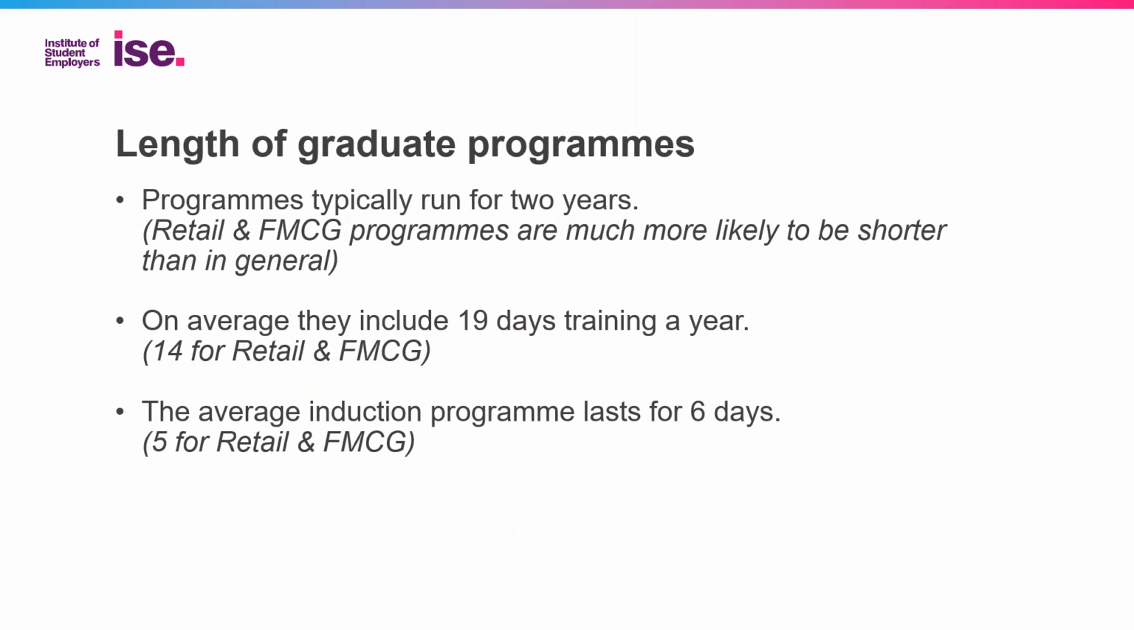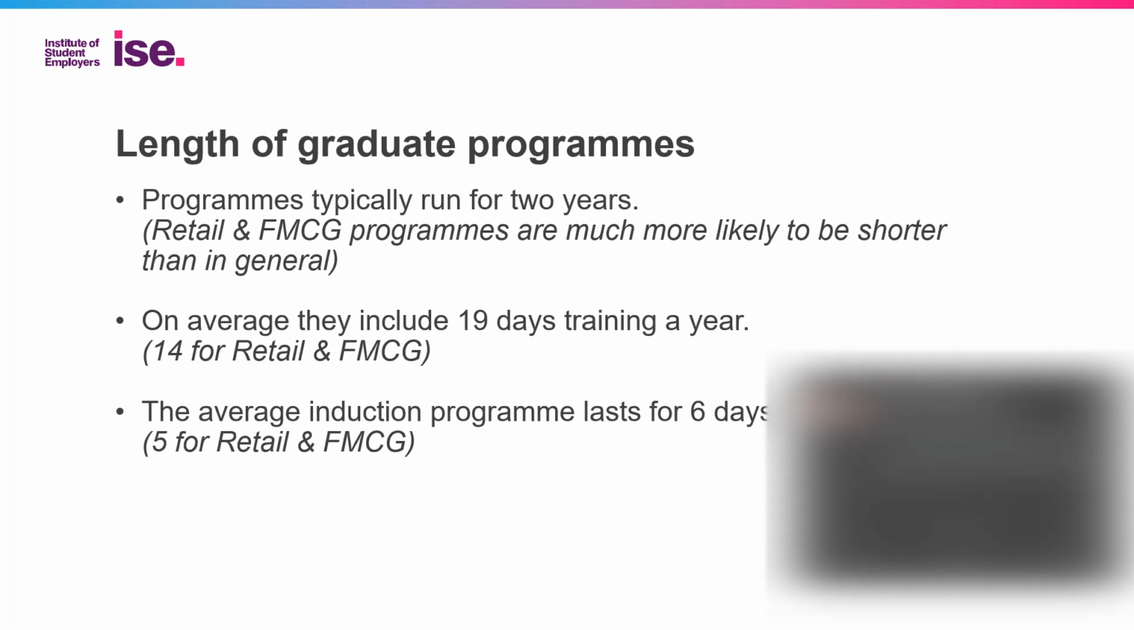We asked about the length of graduate programs that people were running. So a typical graduate program runs for 2 years, and in retail and FMCG that's still the typical length, but they're much more likely to be shorter than in general. So although the plurality, the biggest number, were still for 2 years, there were quite a lot more that were lower. If we look at the average amount of days training being offered to graduates, it's about 19 days, whereas it's 14 in retail. And the average induction program is 6 days, and 5 in retail and fast-moving consumer goods. So not radically different, but in general, people in the retail and fast-moving consumer goods sector seem to be getting slightly less learning and development than others.